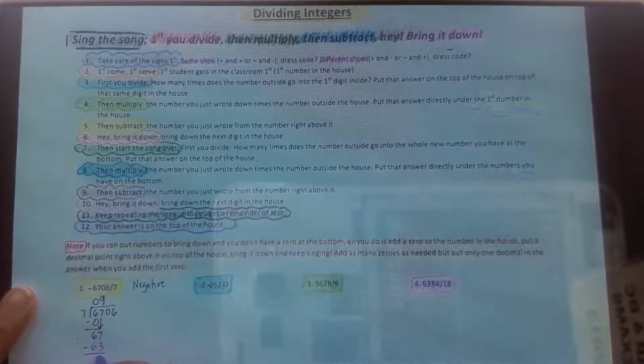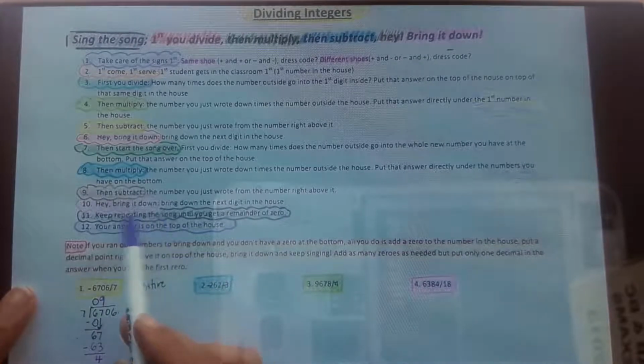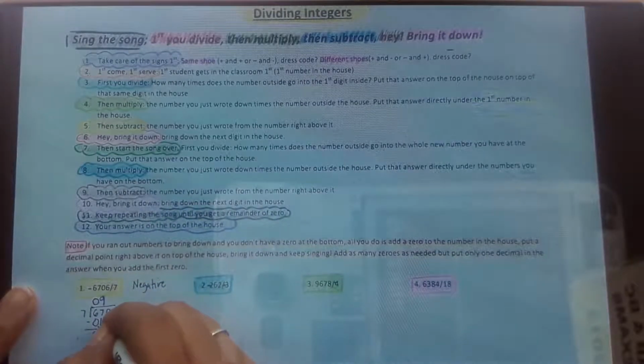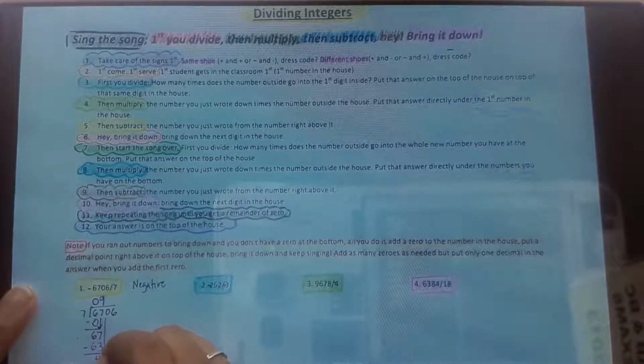This is a listening check. Color the number 63. So bring down the next digit in the house, which is 0. It says keep singing the song until you get a remainder of 0. So we're back to the beginning again.